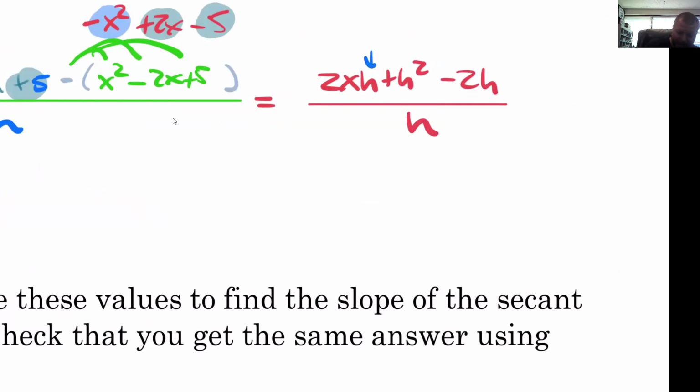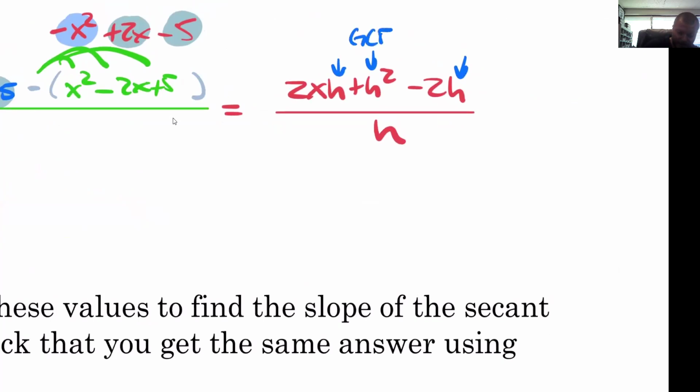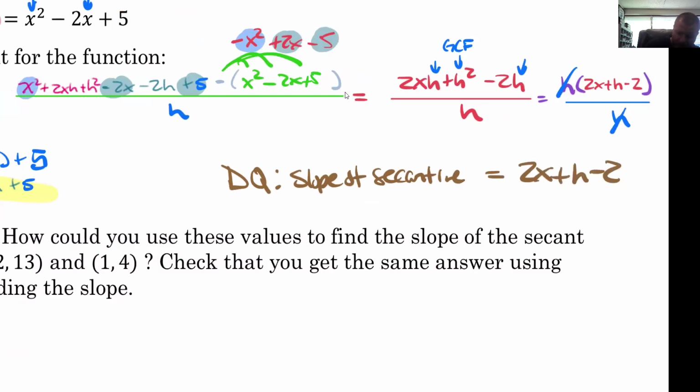But now, notice that I have an h in each of these terms, so we can factor it out. It's a greatest common factor, a GCF, as it's known on the streets. If I pull out an h, remember that factoring is like dividing. If I divide 2xh by h, I have a 2x left over. If I divide h squared by h, I have an h. If I divide negative 2h by h, I get a negative 2. Divide these things by h, cancel, cancel. And so we're left with our difference quotient, aka the slope of the secant line, equal to 2x plus h minus 2.